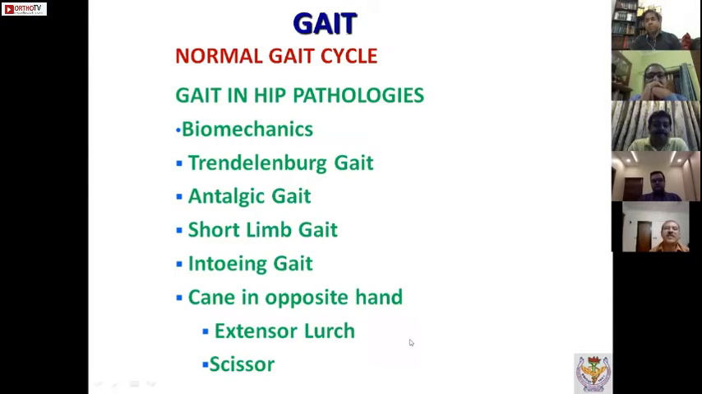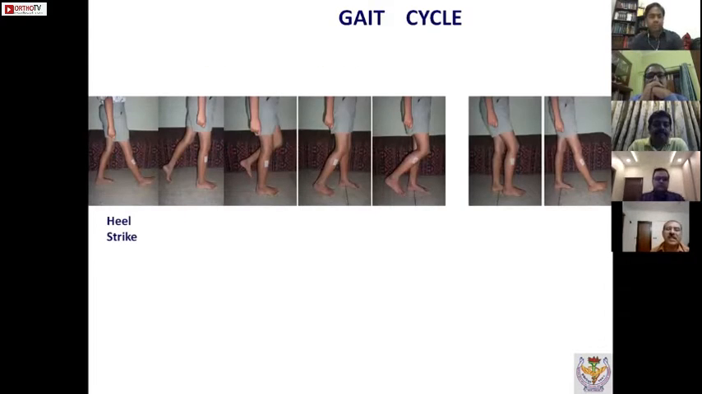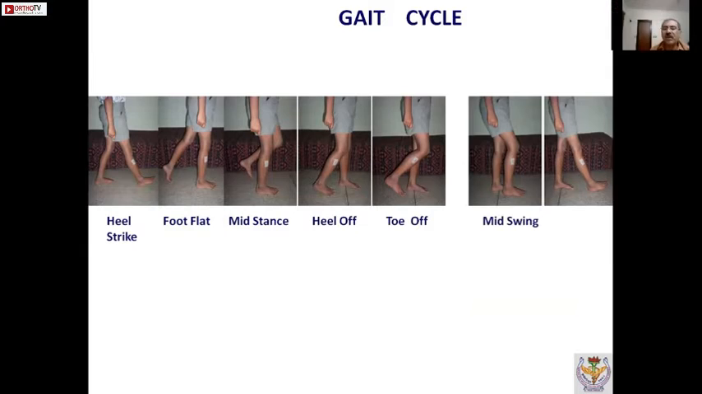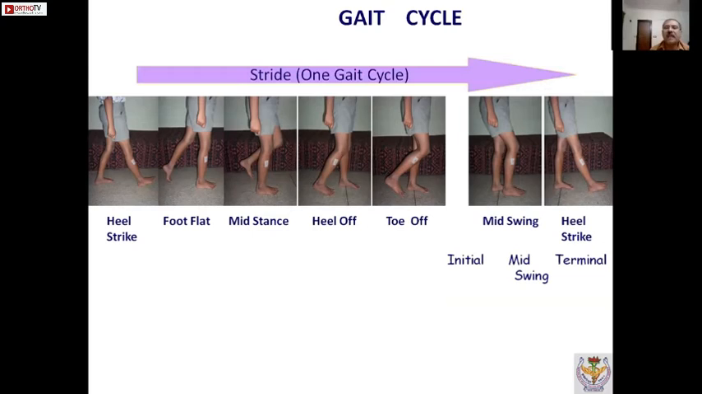Otherwise, I'll just stick to the gait cycle, which starts with the heel strike, then goes on to the foot flat, then the mid stance, and then the heel off, then the toe off. Then the swing phase starts when the limb is off the ground, from the initial swing to the mid swing to the terminal swing. And then when the foot strikes again, the heel strikes. That is the finish of one gait cycle, and one gait cycle consists of 2 steps.